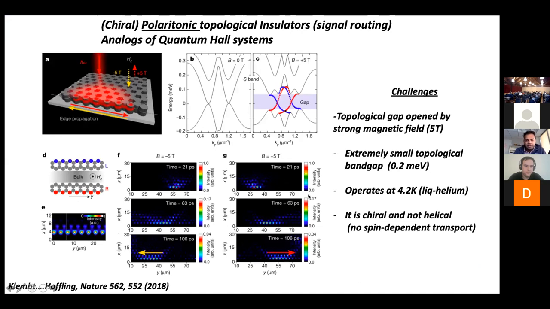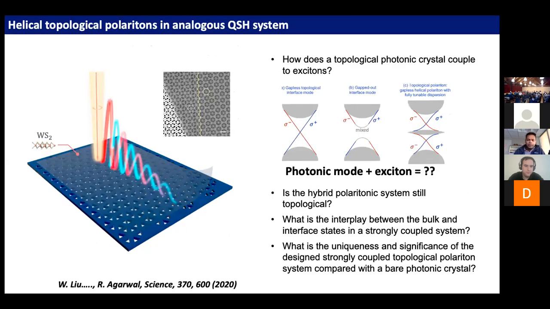So one of the first breakthrough demonstrations of topological polaritons was reported in 2018, which was the quantum Hall effect. So you apply a very strong magnetic field, you have a Zeeman split. But this basically works at very, very low temperatures because the Zeeman splitting that you get is very, very small. So it works at high fields and small temperatures, but nevertheless a beautiful demonstration. So we thought, can we make a quantum spin Hall effect analog of these polaritons and make it operate without magnetic field and at high temperatures, hopefully room temperatures.